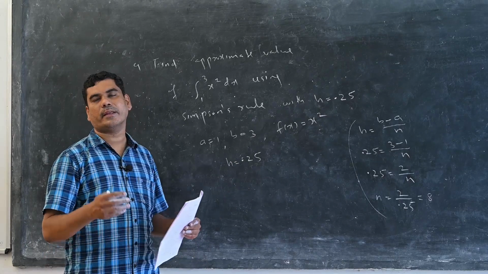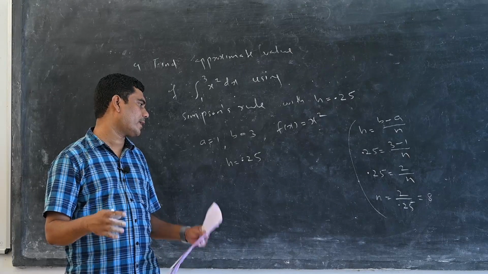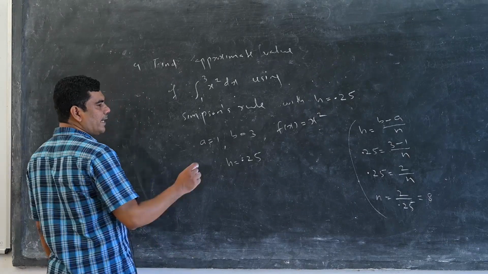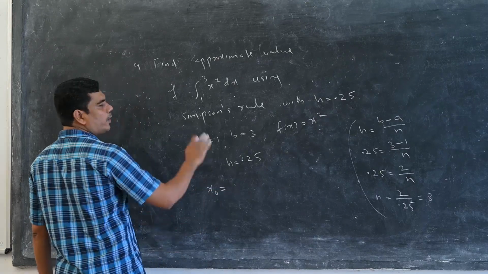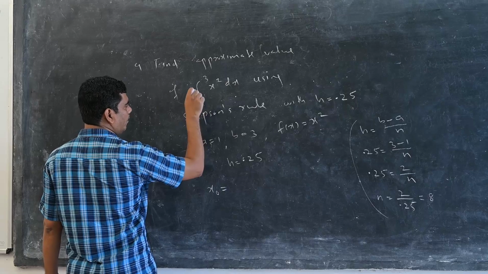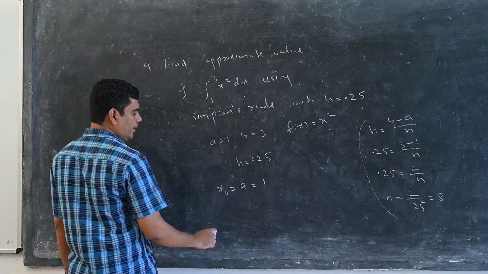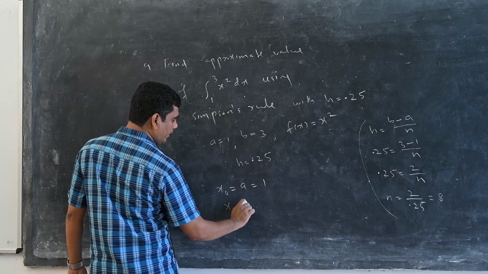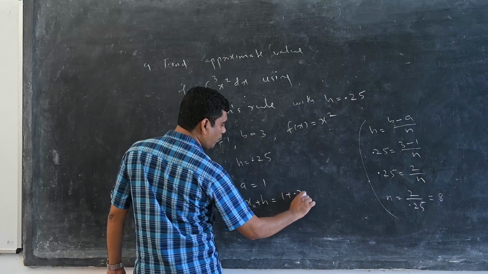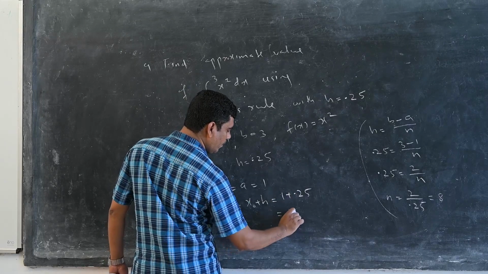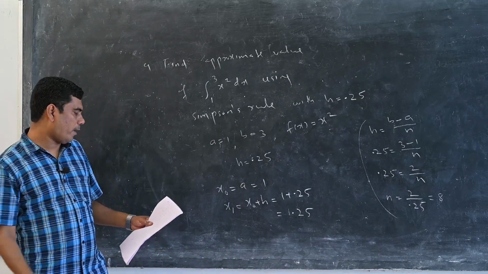So we have to find x naught, x1, etc., x8, y naught, y1, y2, etc., y8. Now start with x naught. X naught is the lower limit of this integral, equal to a is equal to 1. x1 is equal to x naught plus h, it is 1 plus 0.25, it is 1.25.